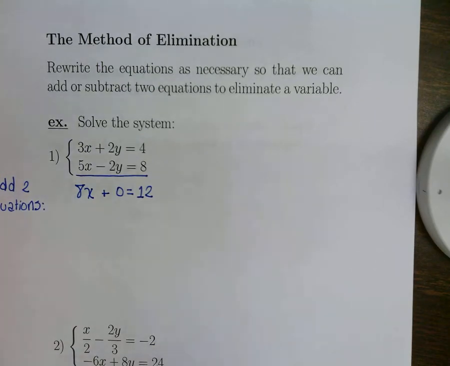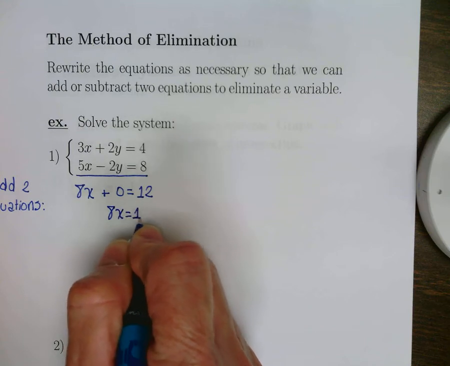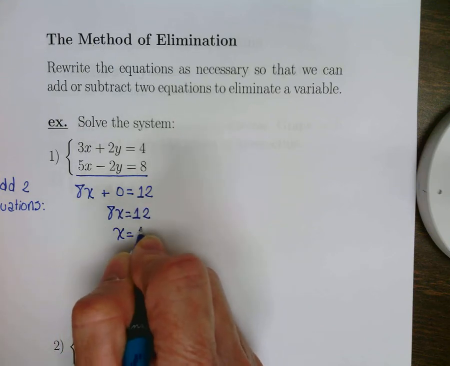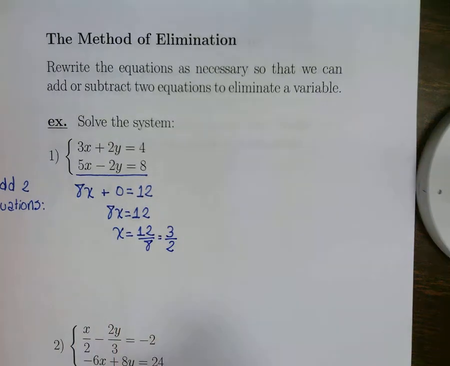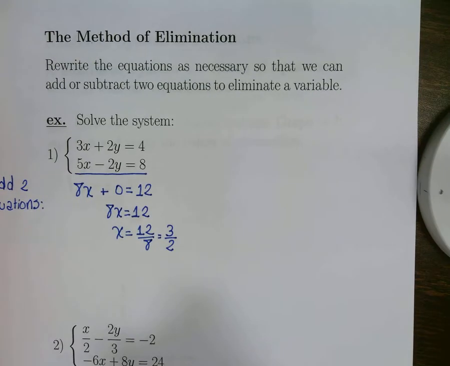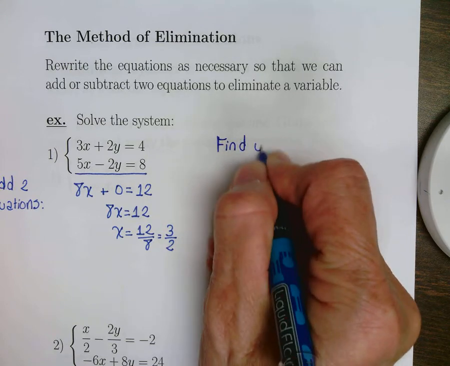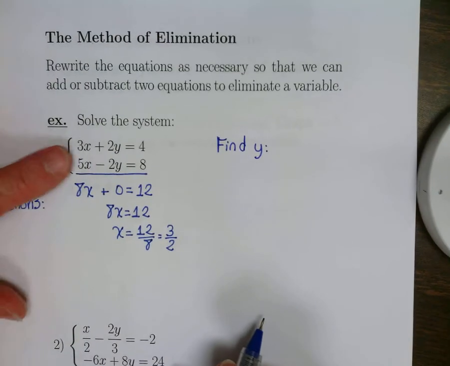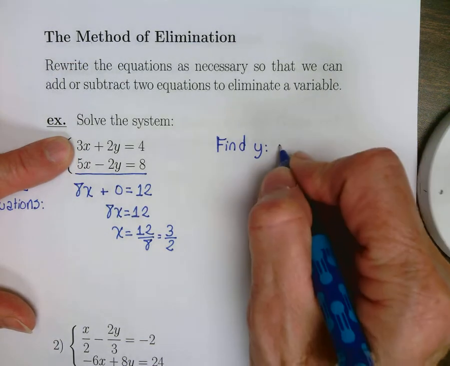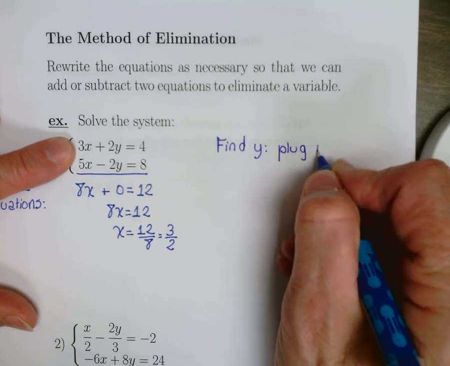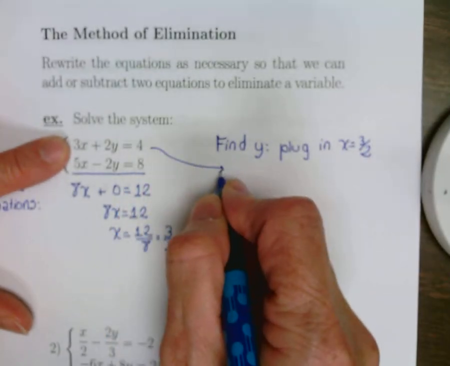Okay, and in one step I've eliminated the y, so 8x equals 12, and it looks like x equals 12 over 8, and if I divide by 4, that's 3/2. Okay, so now how do I find y? I'll take either equation. Let's start with the top equation and plug in x.